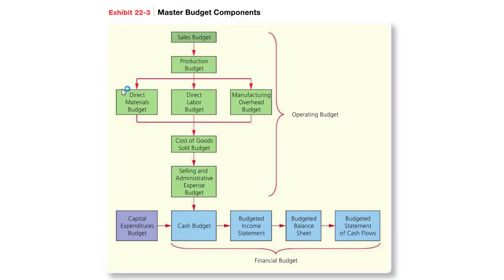So we've created all of these budgets as part of the operating budget, which again is part of the master budget. So what's next on our list is the cost of goods sold budget. So we're going to calculate the cost of all those bats that we plan to sell.